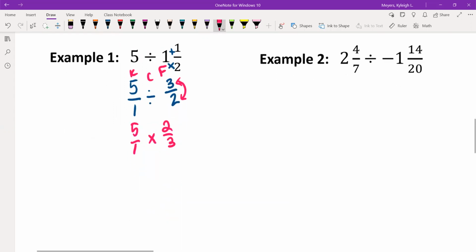And then we look for cross products. We can't divide 5 and 3 by anything. What about 2 and 1? No. So then we multiply straight across and we get 10/3. And again, we need to make that into a mixed number. So 3 goes into 10 3 times with 1 left over.